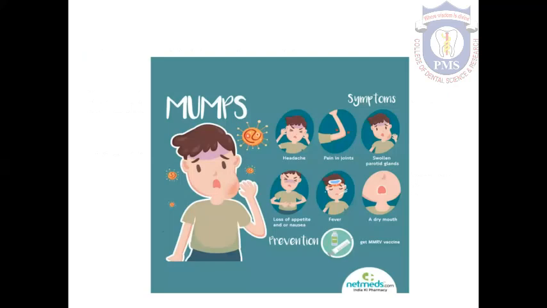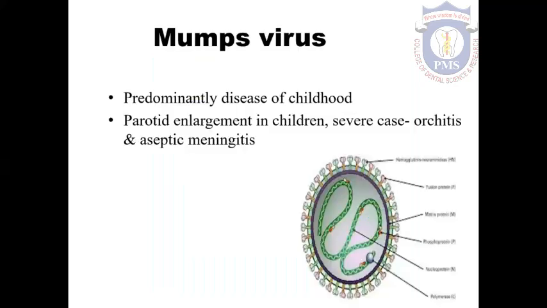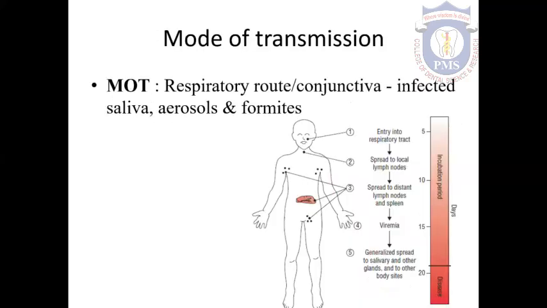Next one is mumps. Mumps virus is the most common cause of parotid gland enlargement in children. In severe cases, it can also cause orchitis and aseptic meningitis. Mumps is predominantly a disease of childhood, with parotid enlargement in children, and in severe cases orchitis and aseptic meningitis. Mode of transmission: respiratory route or conjunctiva, infected saliva, aerosols, and fomites.